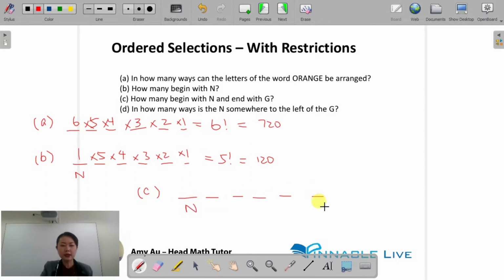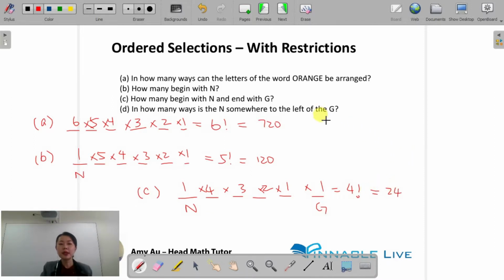All right, so N, G, one way. Then 4, 3, 2, 1, no restrictions. So it's basically 4 factorial, which is equal to 24.